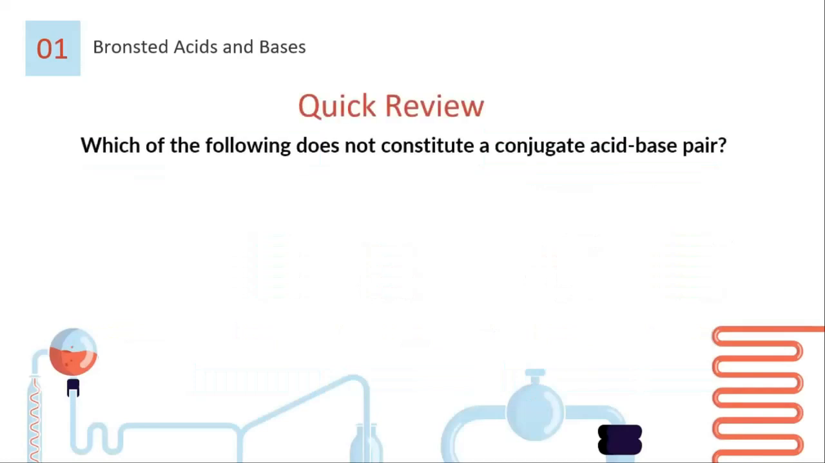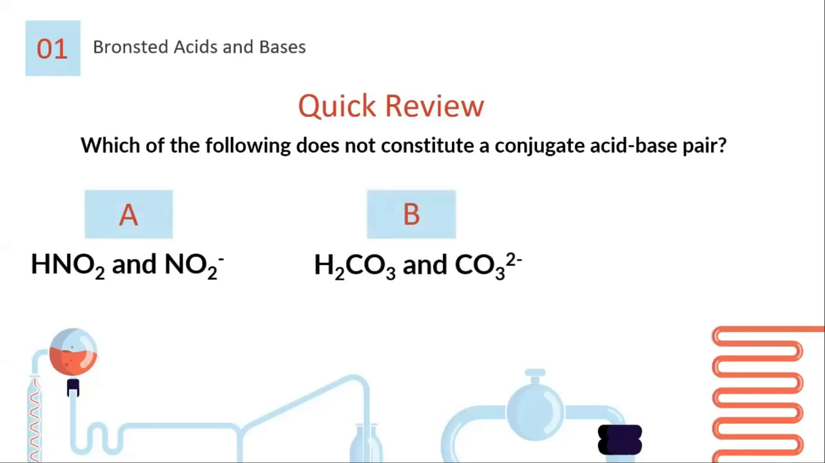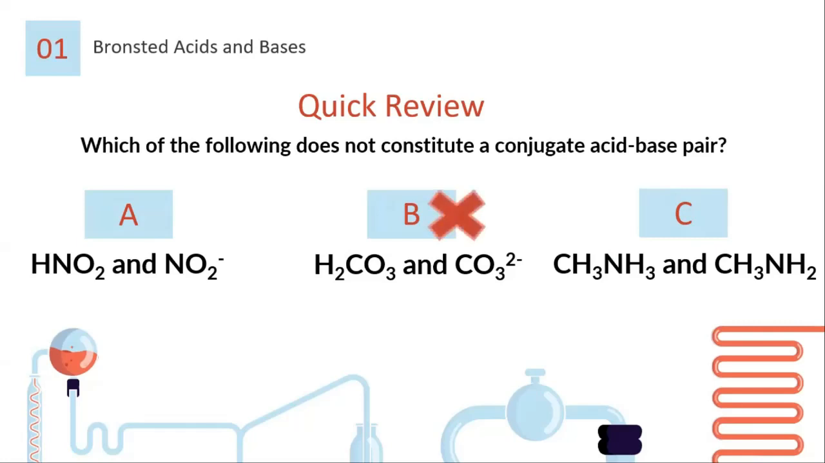Let us have a quick review on Bronsted acids and bases. Given the question, which of the following does not constitute a conjugate acid-base pair? Is it letter A, letter B, or letter C? Keeping in mind that a conjugate acid is formed when an acid gives a proton and the base is a proton acceptor, we can say that a conjugate acid has an extra hydrogen ion and a base has one less hydrogen ion. So from that, we can say that letter B does not constitute a conjugate acid-base pair.